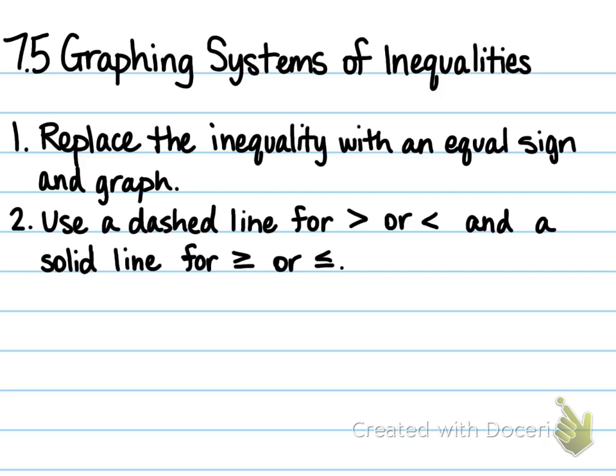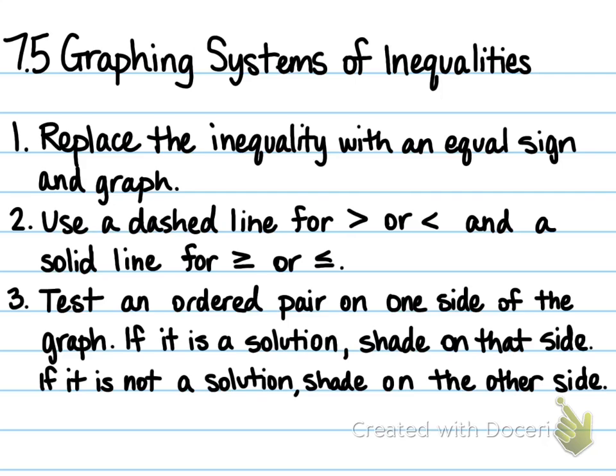After you have plotted some points, you need to determine if it's going to be a dashed line or a solid line to connect those points. Anytime you have a greater than or less than symbol, you use a dashed line. If it's greater than or equal to or less than or equal to, it's going to be a solid line. And then the last step is to decide whether to shade above or below or inside or outside, depending on what the graph of the function is.